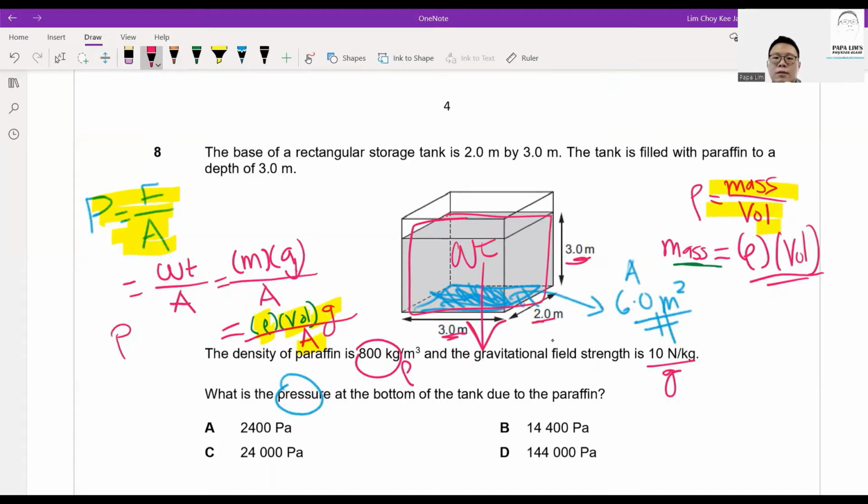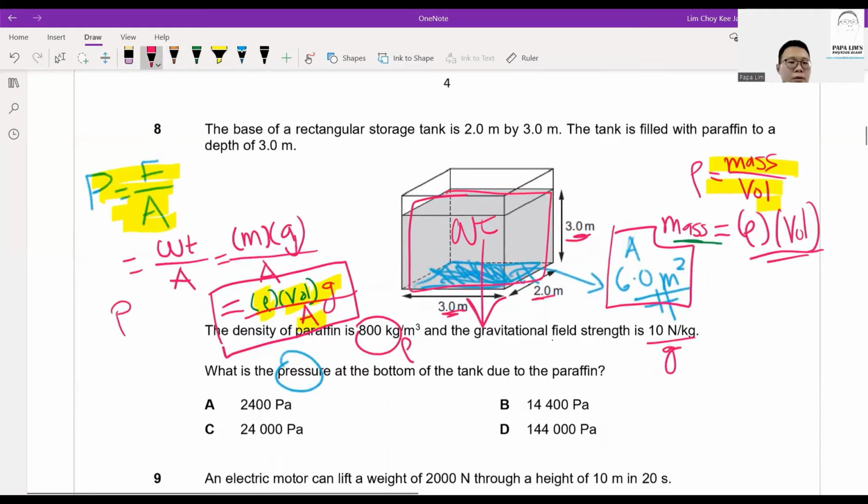Area is given here. I found the area just now. So in fact, I have everything ready. Once you have everything, you just substitute the variables into the equation here, and you'll get your answer, which is actually 24,000 Pascal.